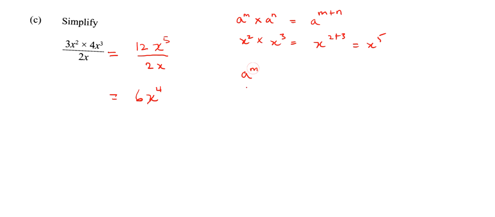So if we have a to the m over a to the n, that is equal to a to the m minus n. So in this case we had x to the 5th over x, which is the same as x to the 1, and this becomes x to the 5 minus 1, which is equal to x to the power 4. So that is how I got x to the power 4 here.